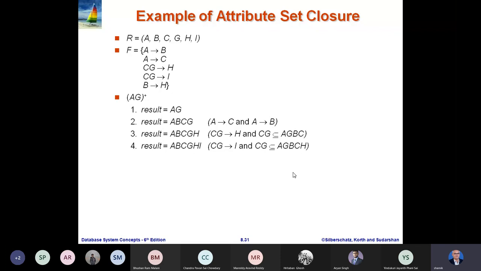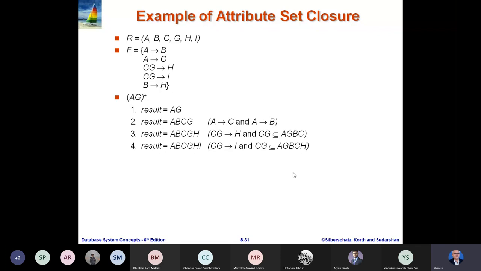Okay, so from A plus, you will see that from A I get B, I get C, so I get A to B C, and because it is B to H, I also get A to H. That means from A I get B, C, H. But you cannot get G or I from A, because A functionally determines BCH, but you cannot augment it with G. So A is not able to functionally determine all of A, B, C, G, H, I. That means A is not functionally determining R, and hence A is not a super key.